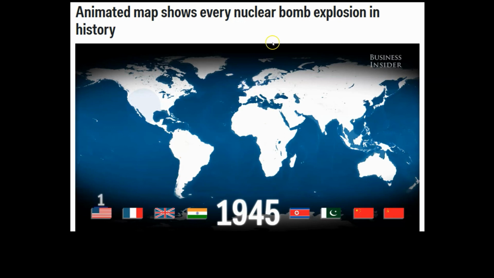This animated map shows every nuclear bomb explosion in history. And I just want you to think about, yes, the United States, unfortunately, has the historical moment of dropping the first atomic bomb on our planet. We have some other countries here, Soviet Union on the other extreme, People's Republic of China, you might recognize the United Kingdom, this is India, France.